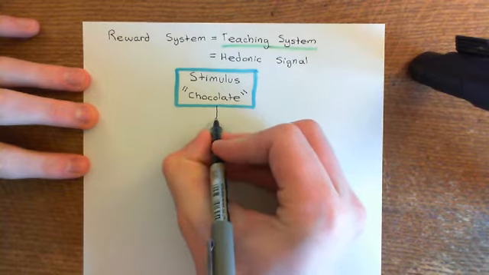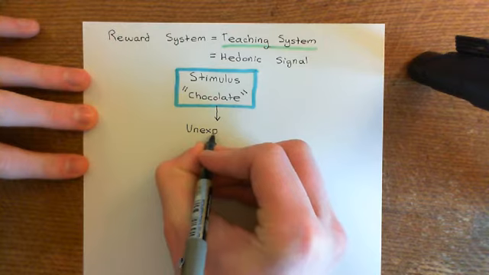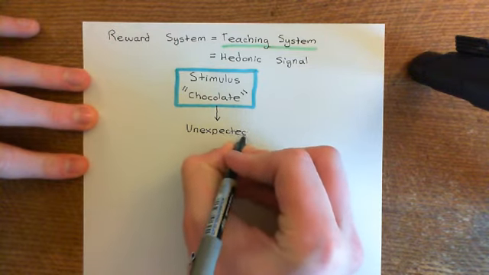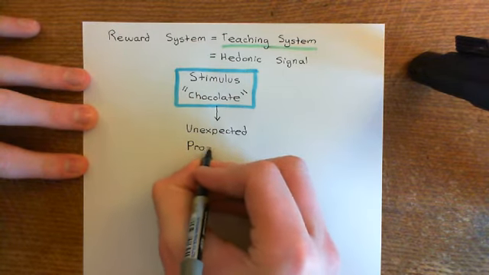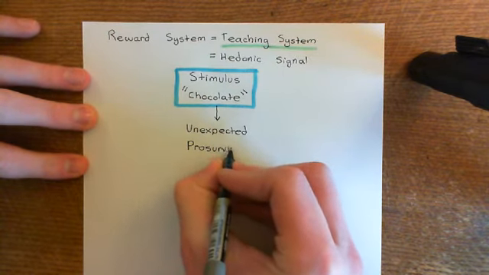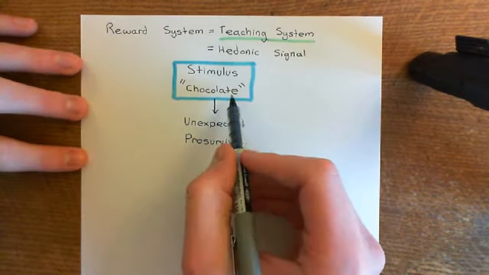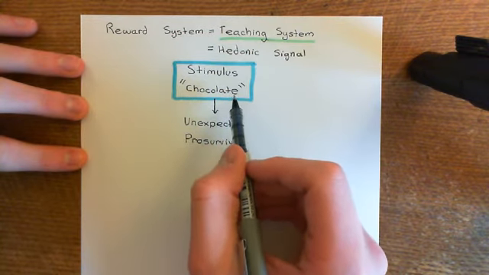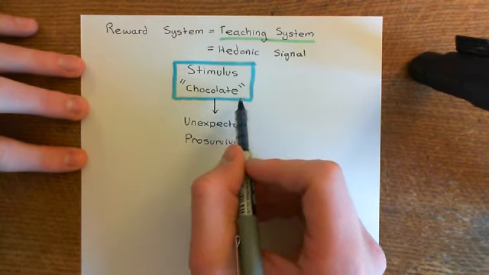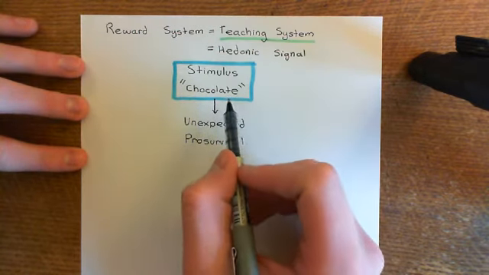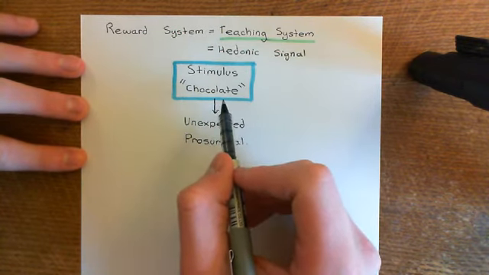Now, the stimulus has two features. Firstly, it is unexpected. We don't know what to expect. We've never come across this stimulus before in our life. And secondly, it is very much so a pro-survival stimulus. Now I know in the Western world we view chocolate as being bad for you. In reality it is fantastic for you. If you have not eaten in weeks and weeks and weeks, chocolate is a fantastic energy source. It would be fantastic to come across a bar of chocolate.